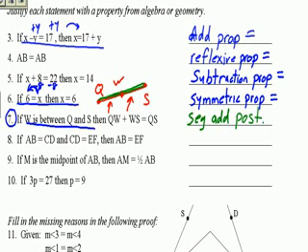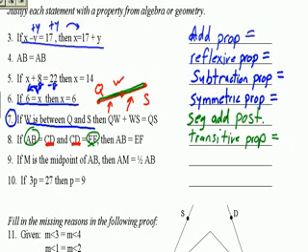Okay, the next one says if AB equals CD and CD equals EF, then AB equals EF. Now what we're looking at here is both of these are equal to CD. So that means the two things equal to CD, AB and EF, must be equal, and that's our transitive property. And this again is a property of equality, like many before it.